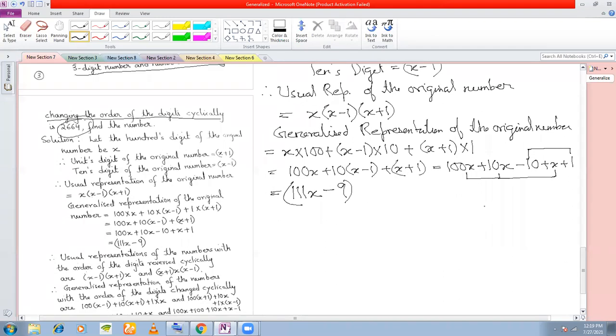Now see what the order here is. The order here is x, and then x minus 1, and then x plus 1. The original number starts with x. So we have already got the original number, right? Now we want to find out the number with its digits reversed in the first cyclic order.